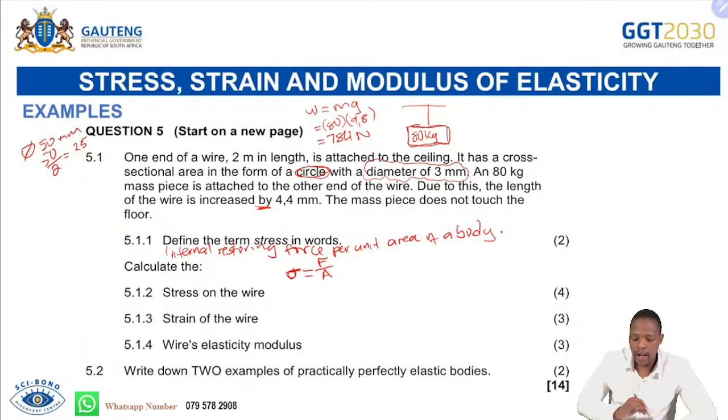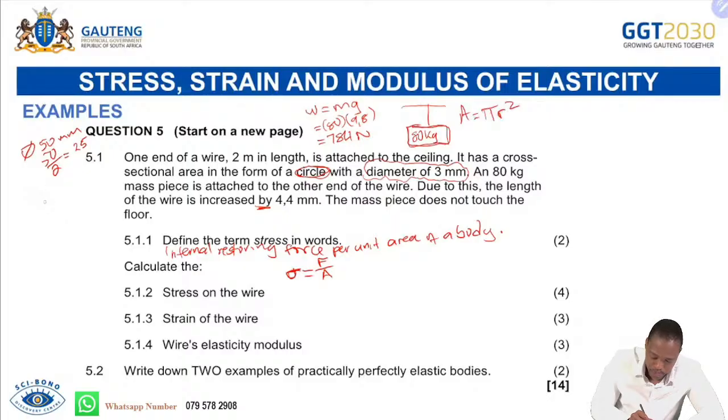So the area that I'm talking about here is the area of a circle, which is pi r squared. It means I need the radius. I'm given the diameter, so what do I do? Radius is given by diameter divided by 2.